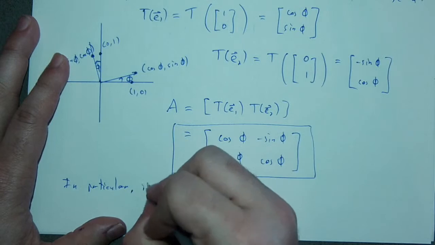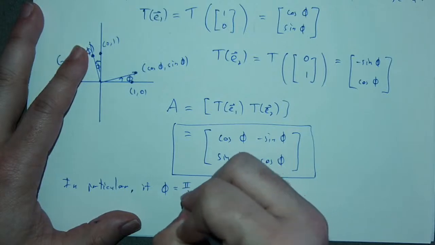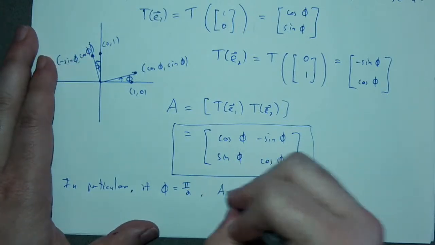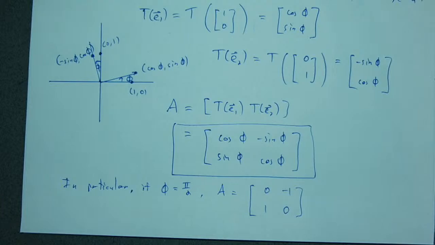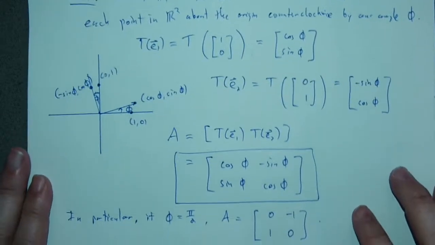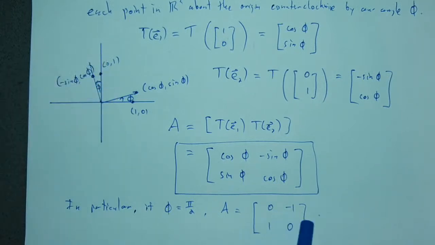So in particular, if I rotate, say, by pi over 2, then what is this? A is 0, minus 1, 1, 0. And so you can actually check that if you have a given vector in R2, and you multiply that vector by this A, the resulting vector is that vector rotated counterclockwise about the origin by 90 degrees, by pi over 2.